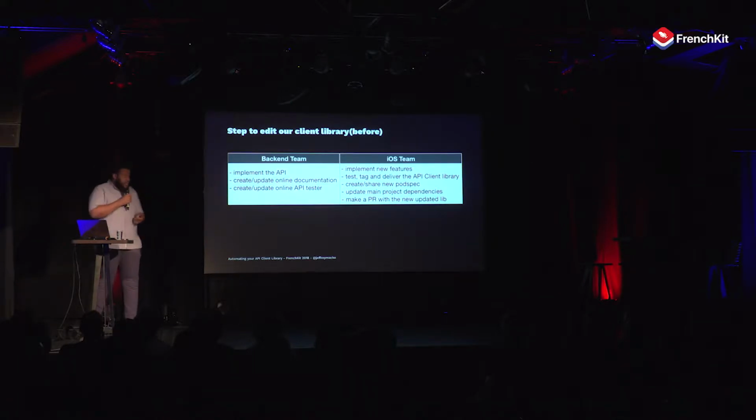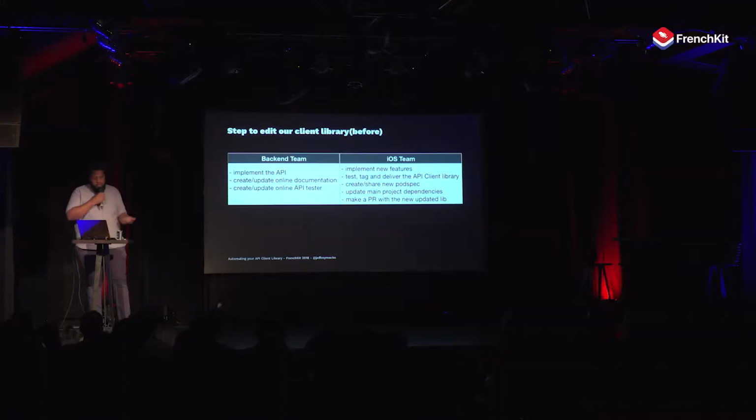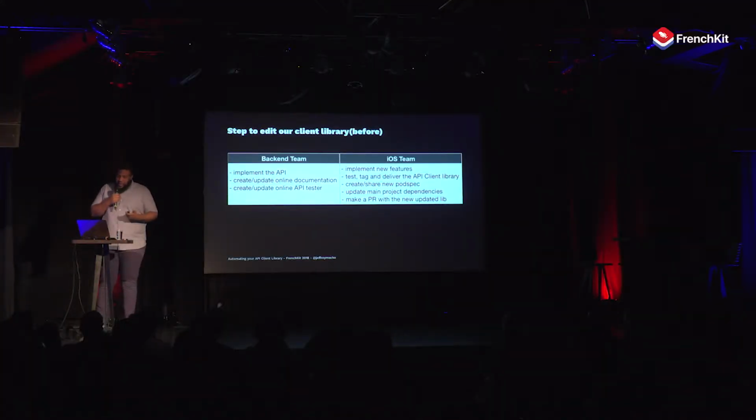So, this is basically how our client library worked before. Imagine you just have to add an hair color to a user model. Our backend team has to implement it, create and update the documentation, update the API tester. We, the iOS team, have to implement a new feature into the library, test it, tag it, deliver it, create everything around the pod, update the main project dependencies with the new library that we've just created, and make a PR with the new library.